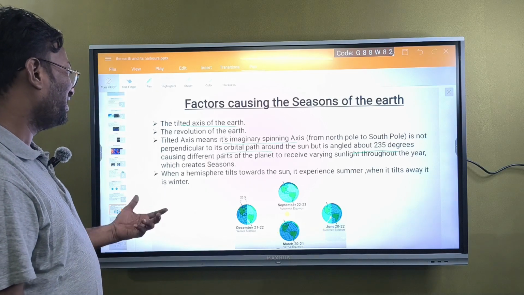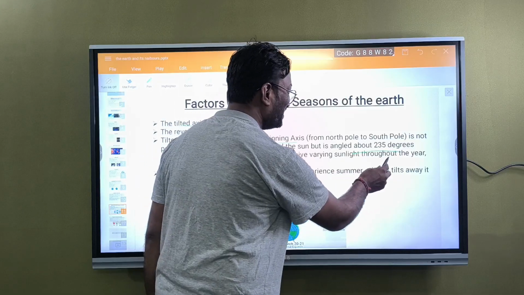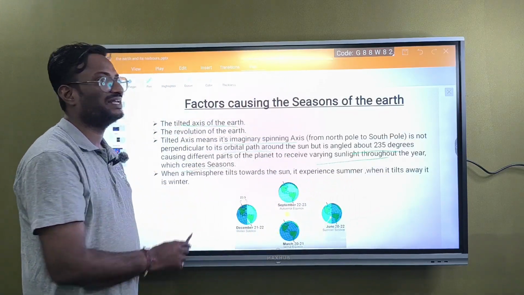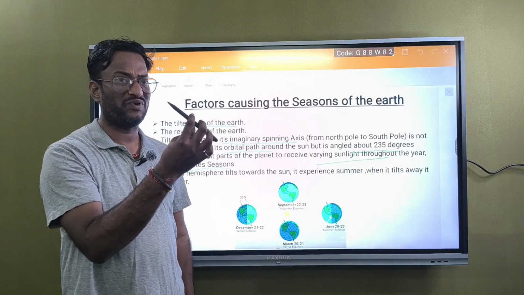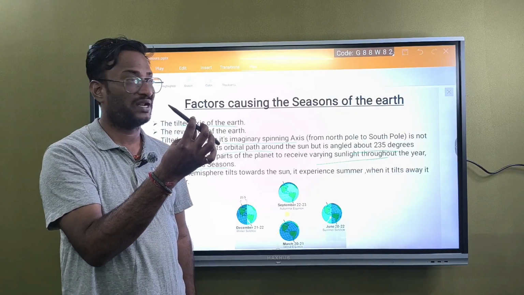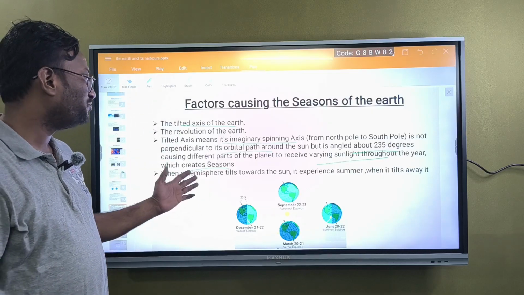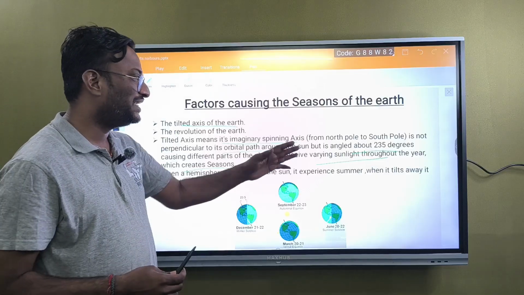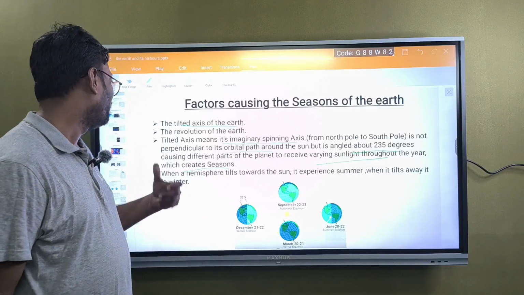Around the sun, angled, causing different parts of the planet to receive varying sunlight throughout the year, which creates seasons. This tilting of the earth, of the northern hemisphere and southern hemisphere, will cause what is known as seasons. When a hemisphere tilts towards the sun, it experiences summer. When it tilts away from the sun, it will experience winter.